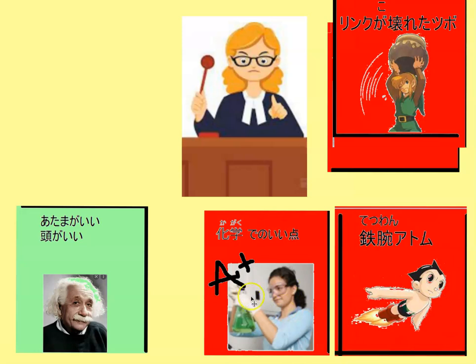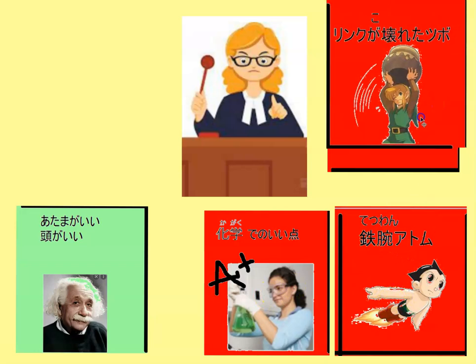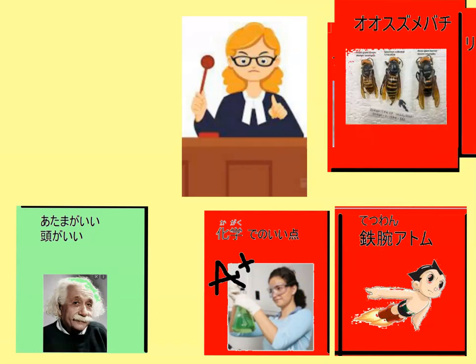Oh, getting good grades in chemistry. Yeah, that's pretty smart too. Okay, well, Astro Boy is more smart than Link, that's for sure. Let's throw Link away. And so they're going to do is not, they're going to do is more than, and then finally the judge is going to say, okay, I choose.